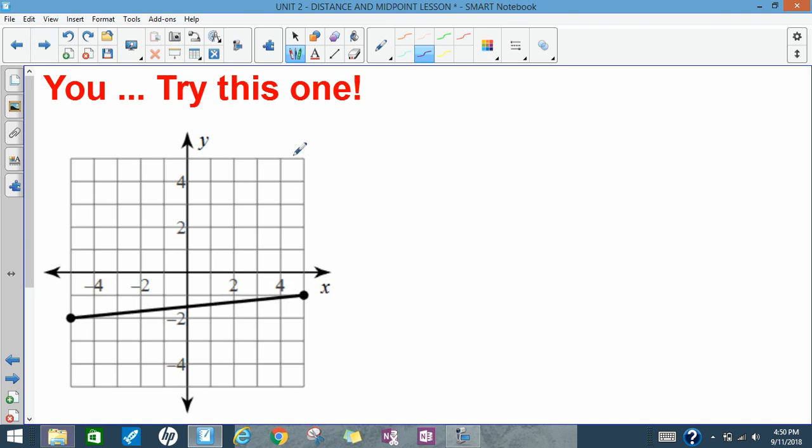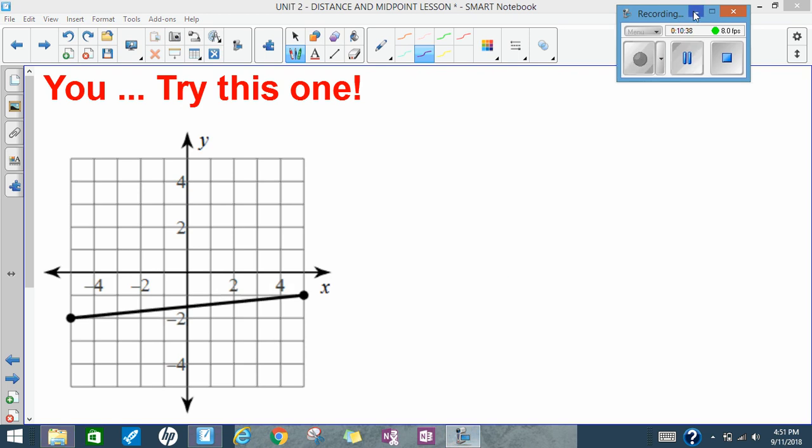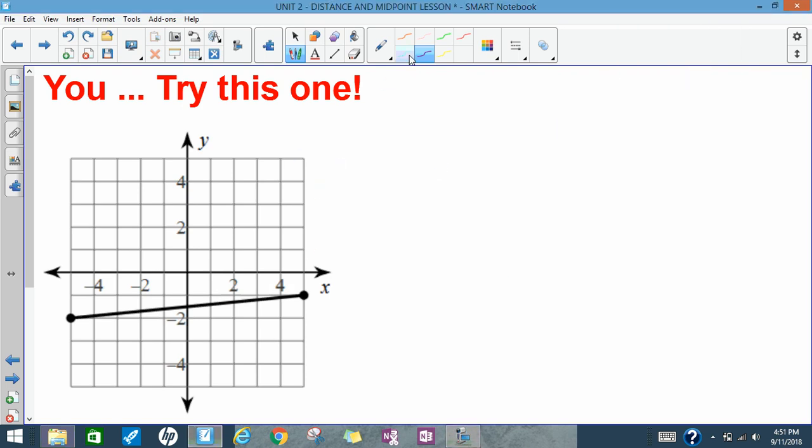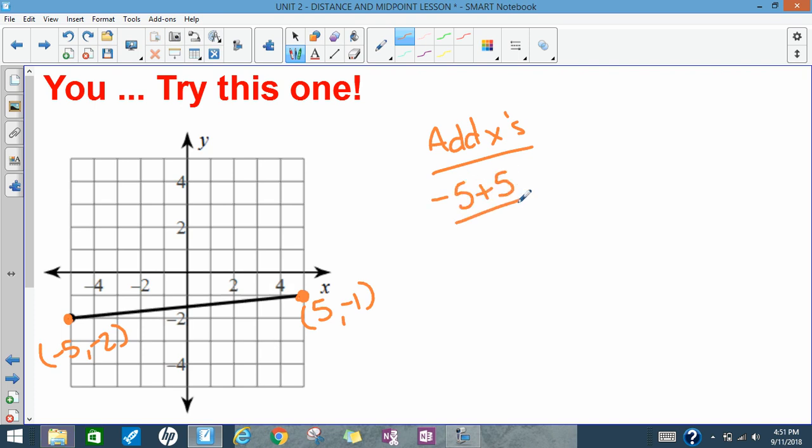So again, pause this video, try this one, and then press play for the answer. So I'm going to find the coordinates of my points. (5, -1) and (-5, -2). I'll add the x's. So negative 5 plus 5 divided by 2, that gives me 0 divided by 2, which is just 0.